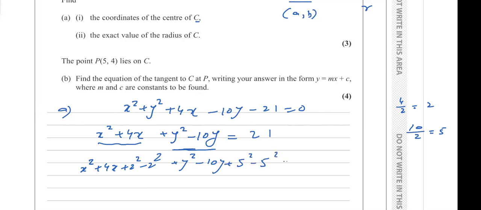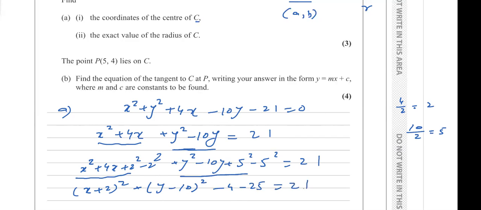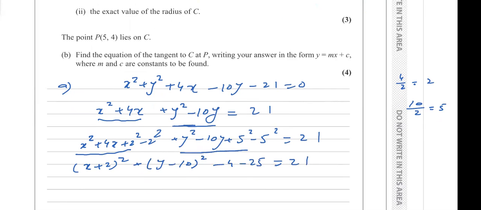5 square minus 5 square equals 21. Now this will become a whole square of x plus 2 square, and in the same way this will become a whole square of y minus 10. And then this minus 4, this minus 25 equals 21. Shift them to the other side.